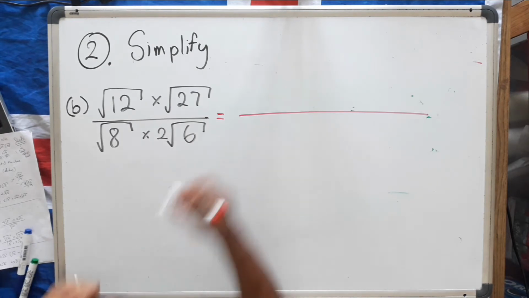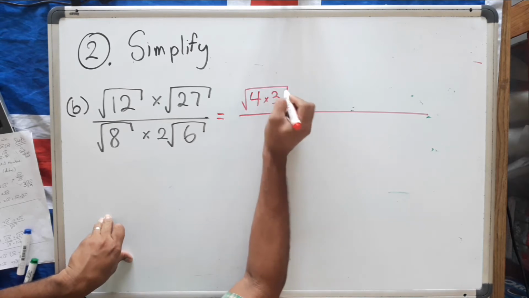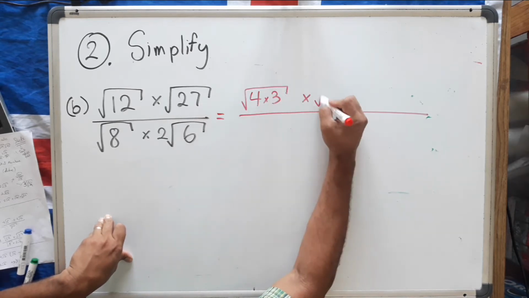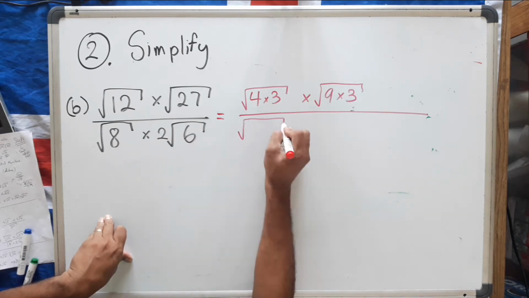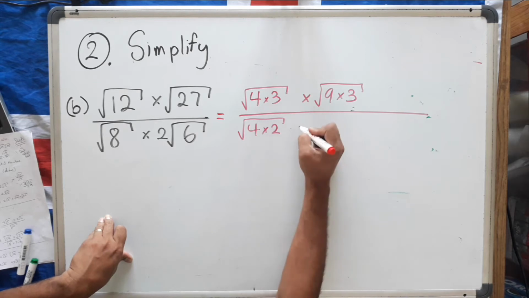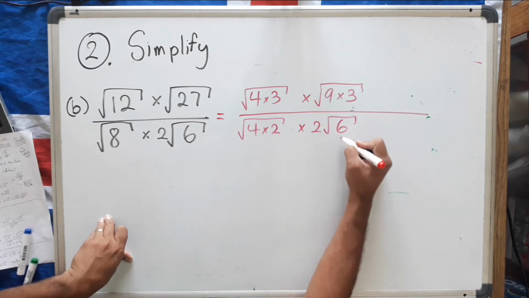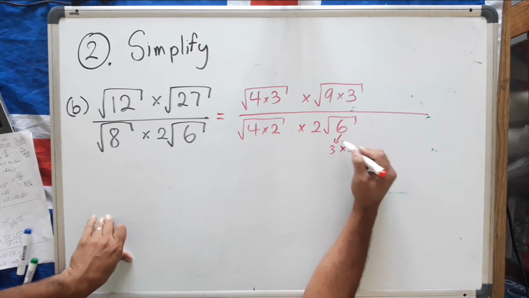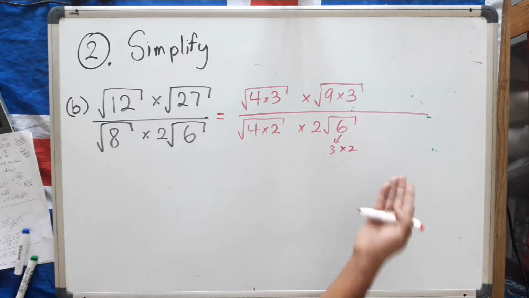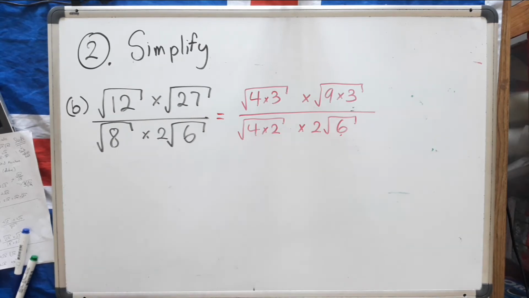So 12 is the same thing as 4 multiplied by 3. 27 is the same thing as 9 multiplied by 3. 8 is the same thing as 4 multiplied by 2. And well, we just have a 2 and a square root of 6 here. I could break up this 6 into 3 multiplied by 2, but I'm not going to do that as yet because it's not easy to square root 3 and it's not easy to square root 2. Both of them will give you irrational numbers. So let's leave it like this for the time being.